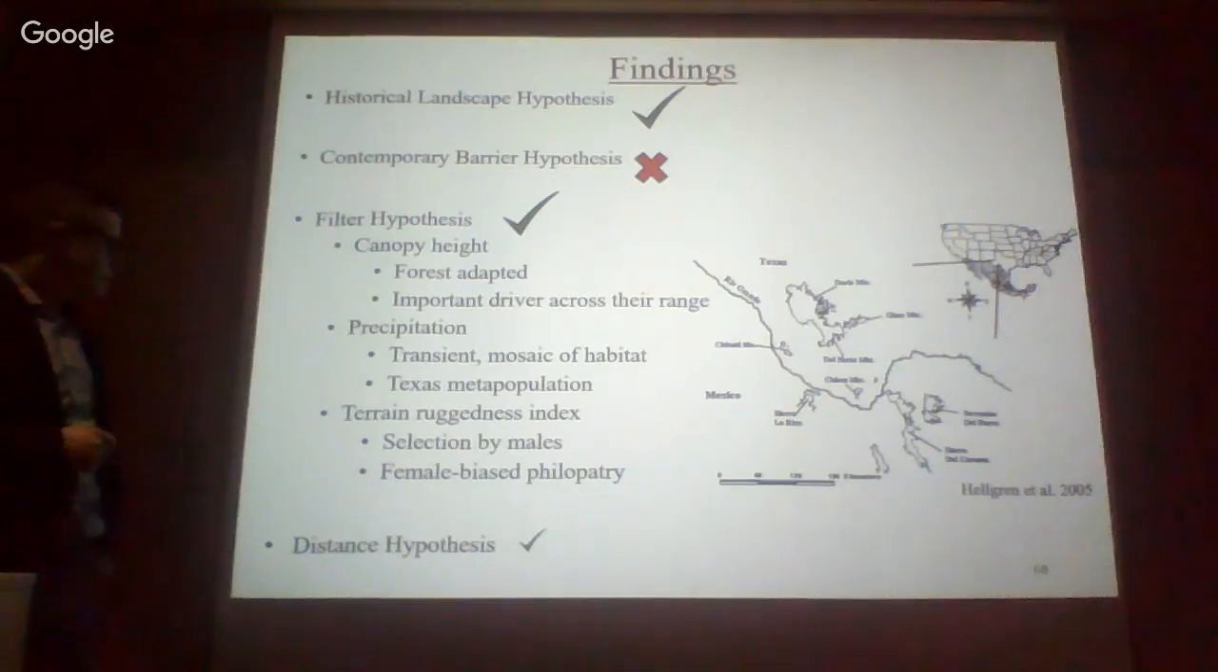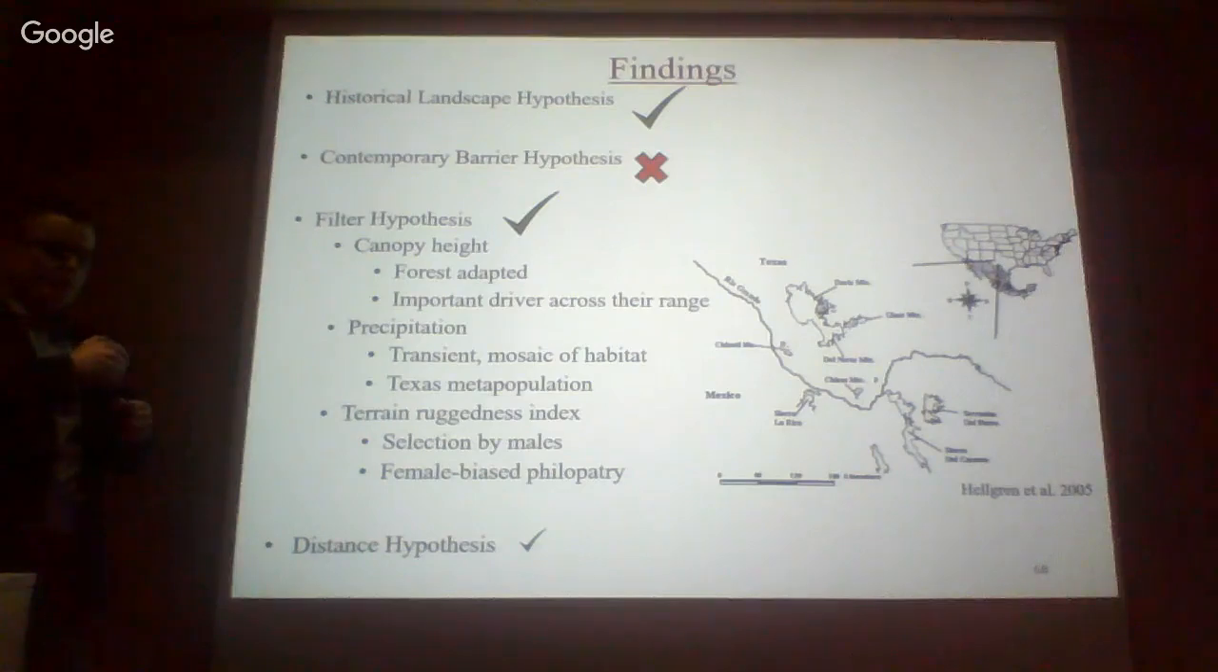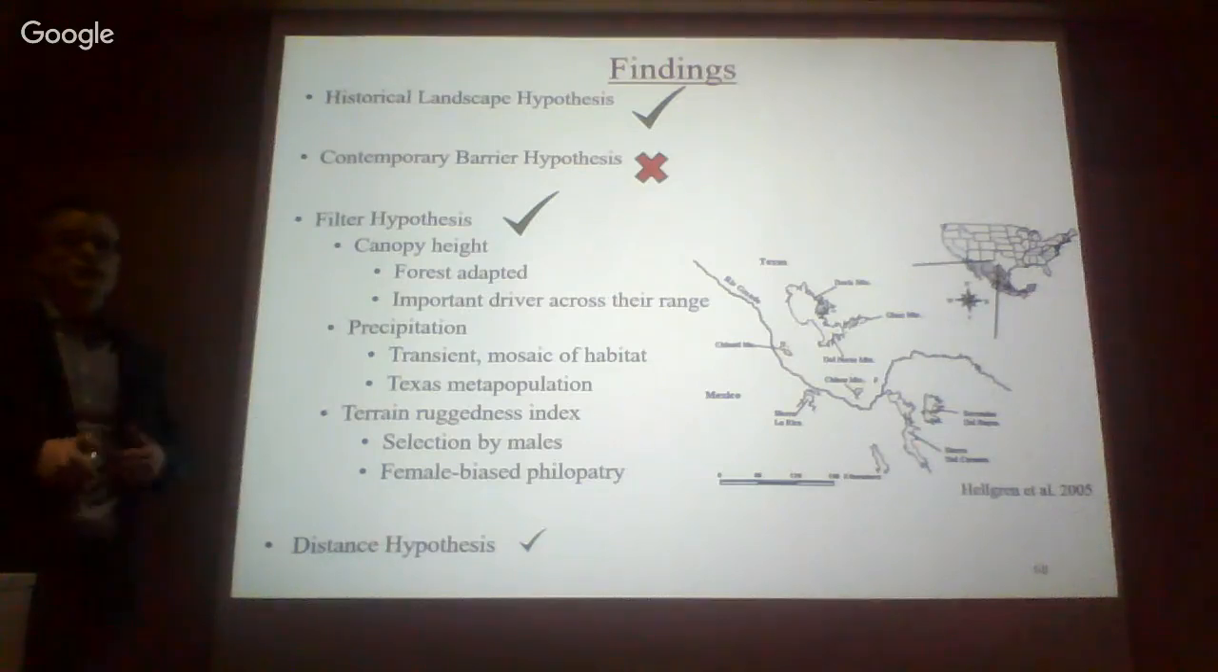And then we did find some support for the distance hypothesis. It may not have been as well supported as the filter, but there was some support that it's still an important component. Likely, as we saw, mountain ranges that were closer together were more closely related as well.